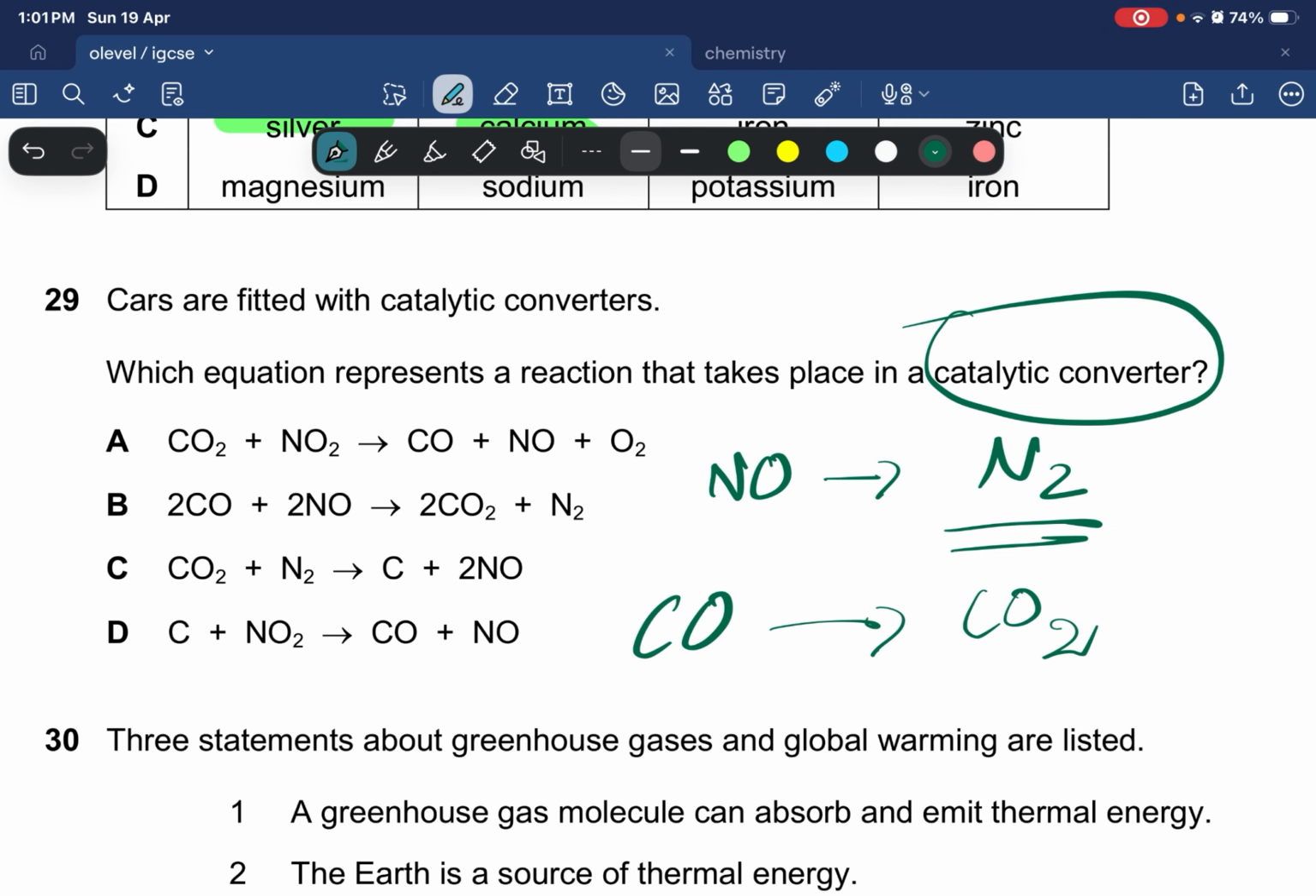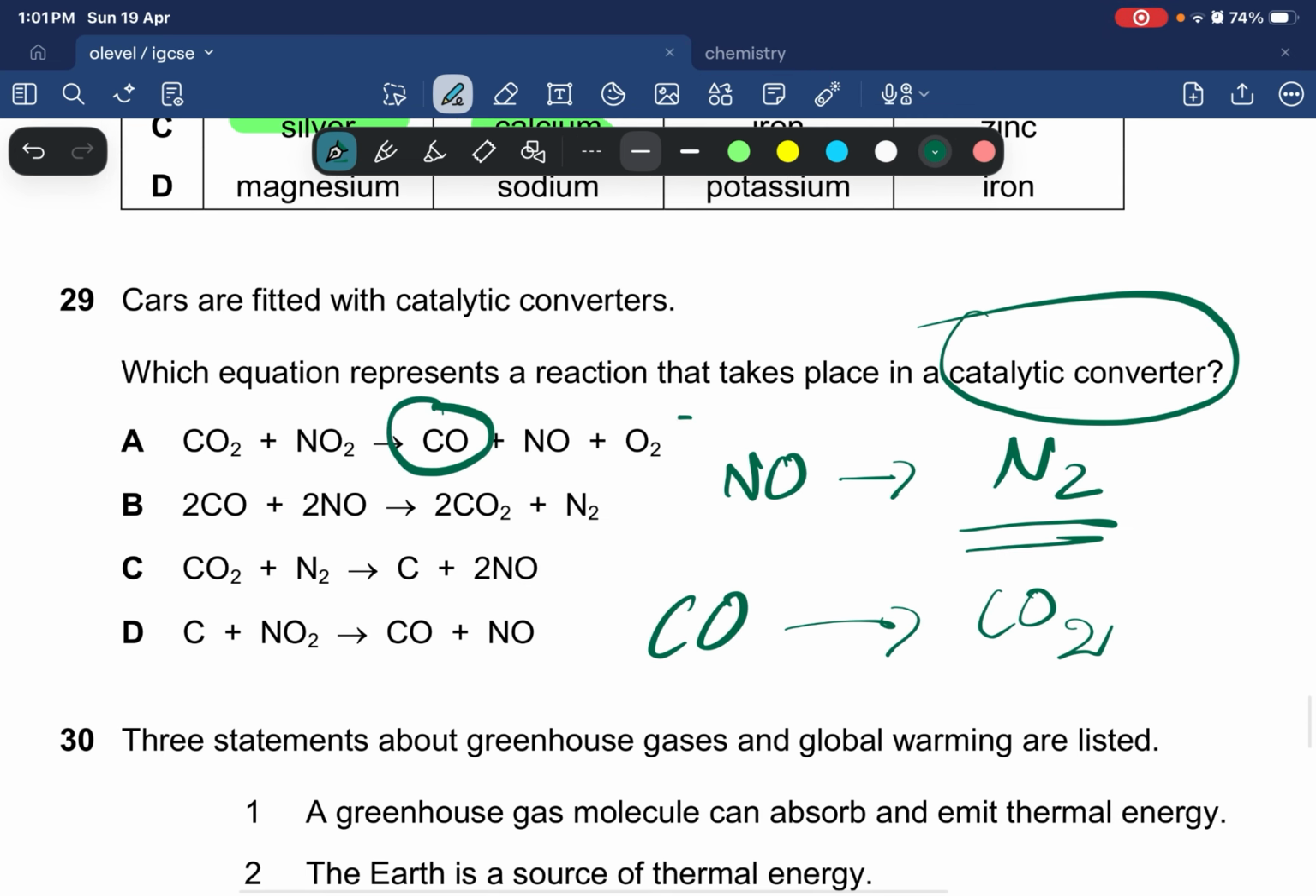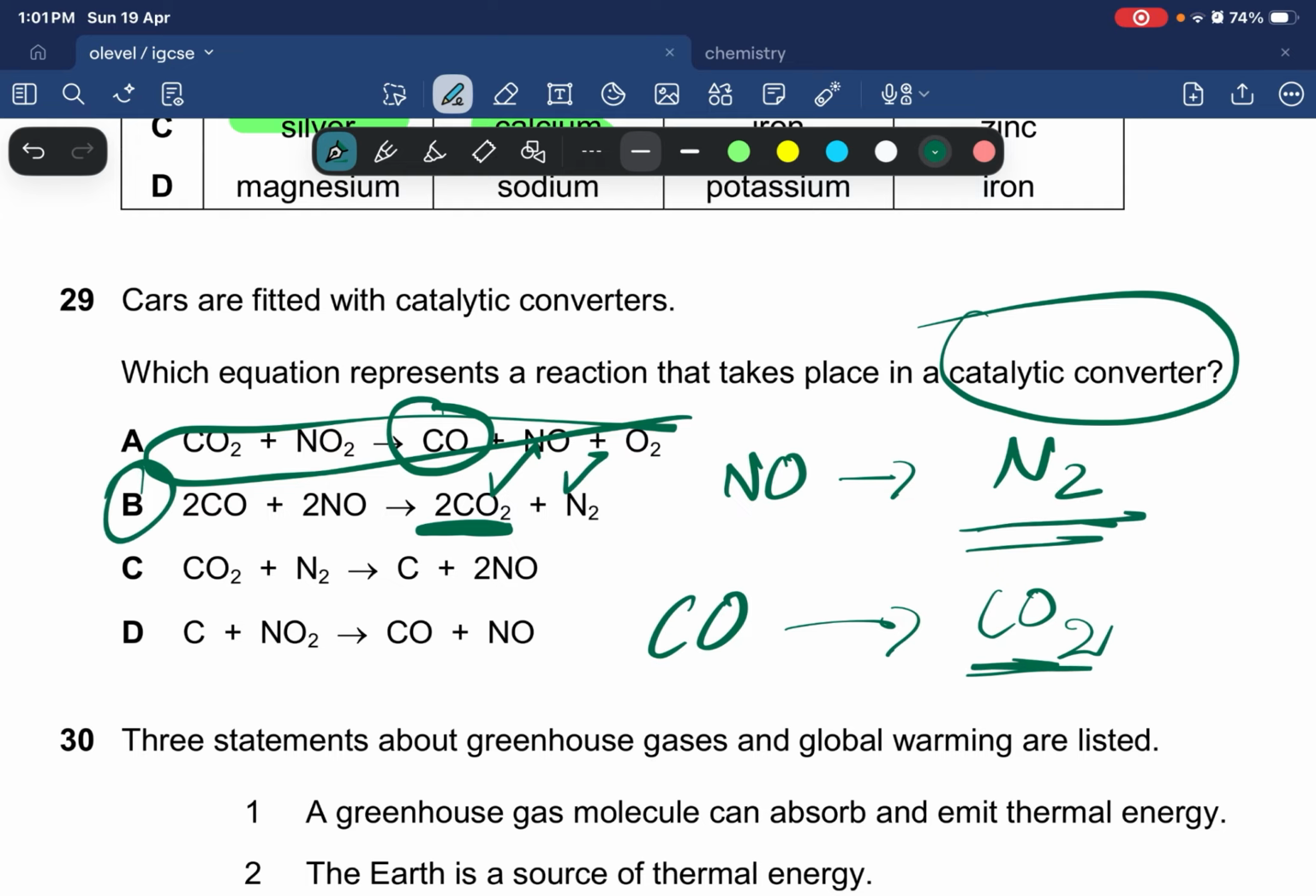Okay, so over here we're producing carbon monoxide. That is toxic, so we don't want carbon monoxide. Over here we're producing carbon dioxide. Okay, good. This is what we need, and the other product we need is nitrogen. Yeah, good. Both products formed, option B. So you just have to see where you're forming the right thing.